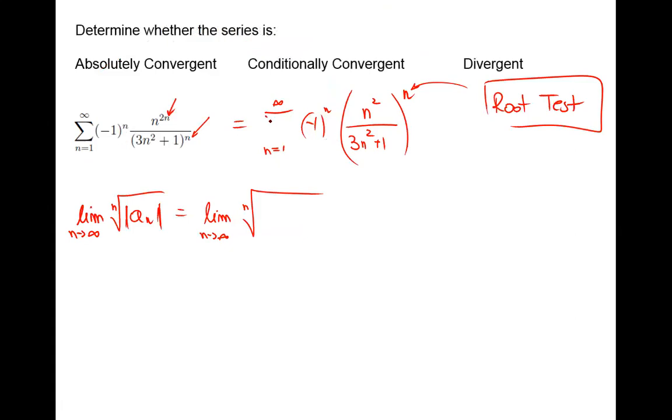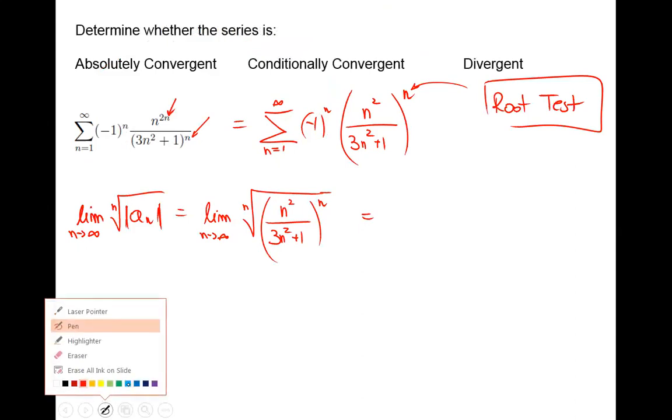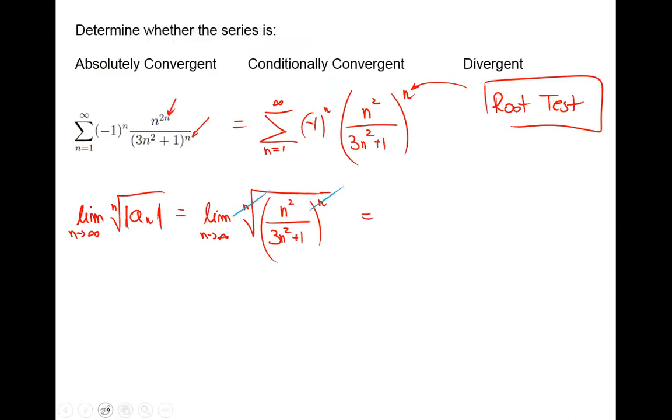Oh, am I erasing everything? I will just put n squared over 3n squared plus 1, everything to the power of n. And I'm skipping the absolute value because everything is positive, and this is gone. And we can see the nth root and n, it's gone. Limit of n squared over 3n squared plus 1. And what is this limit at infinity?